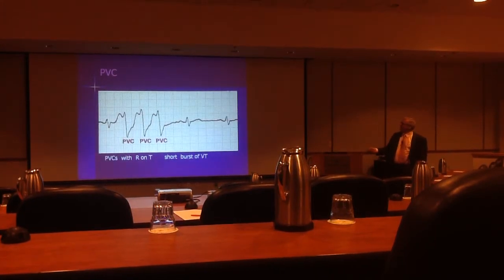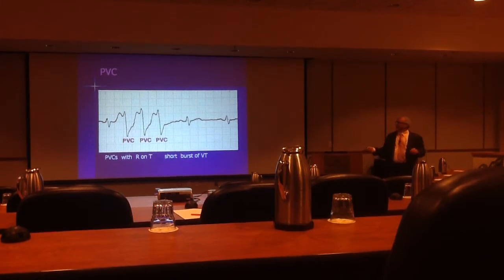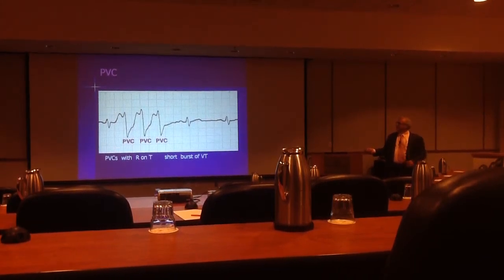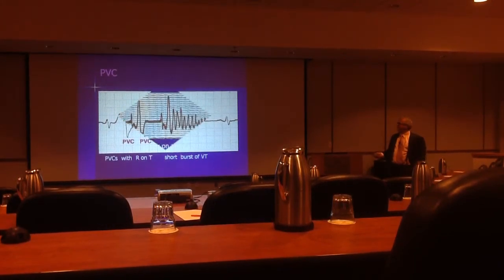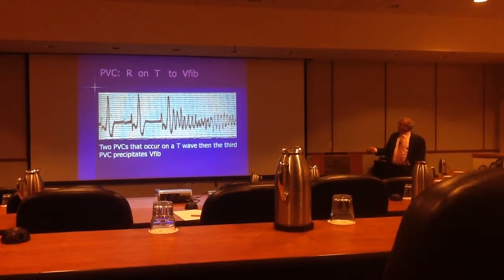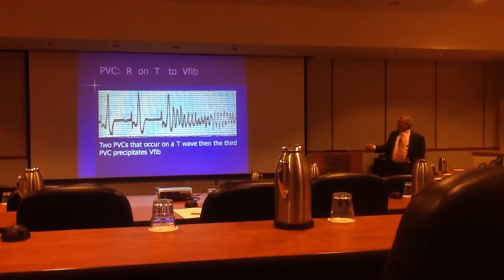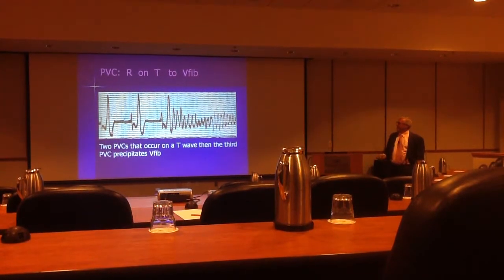This is three of them occurring in a row, and they all look the same. That means there's the same focus. Somewhere in the ventricle, there's a hot spot that's causing these beats to occur, and it's the same hot spot because they're all the same shape. And the problem is if one of these occur in a critical area of the ventricular recovery cycle, it'll set off a bout of ventricular fibrillation.